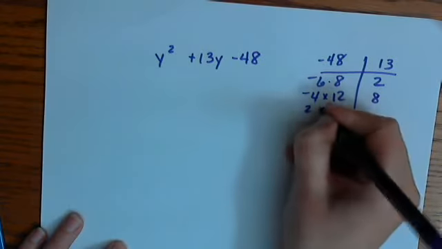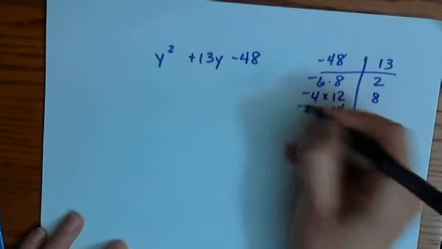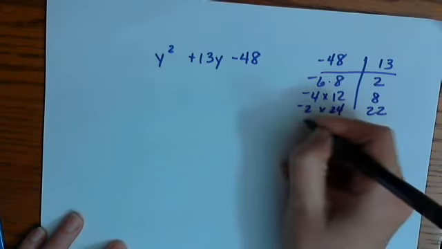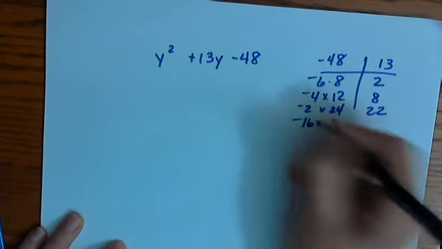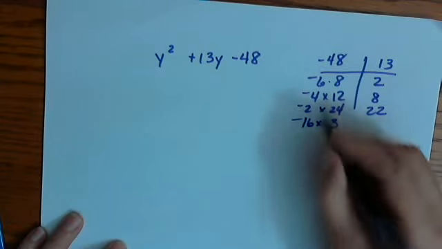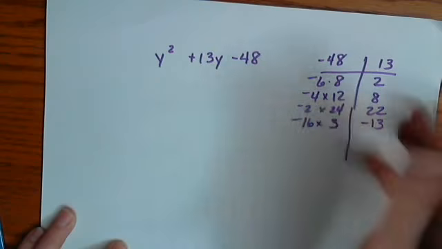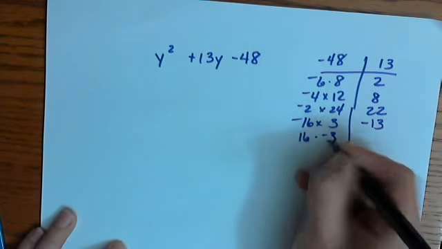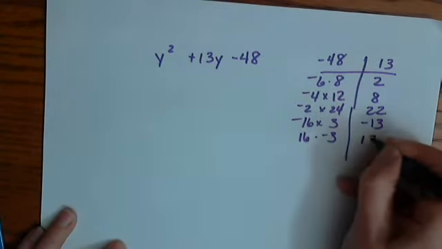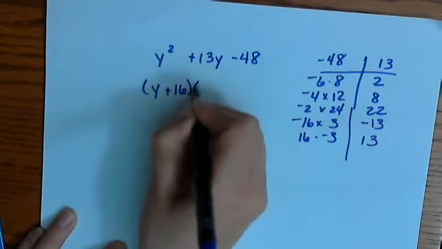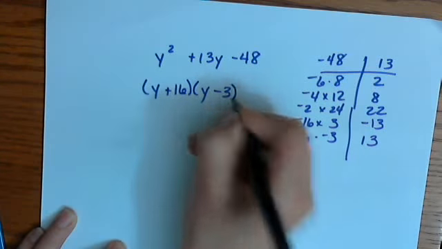Well, 2 times 24, and I need to make one negative. That's going to give me a 22. Still not what I want. How about, let's see, 16 times 3. That multiplies to a negative 48, and when I add these together, I get a negative 13. Oh, I'm on to something now. I just need to change the sign, so it's going to be 16 times a negative 3, which is going to add to a positive 13. So I can factor this to y plus 16 times y minus 3.